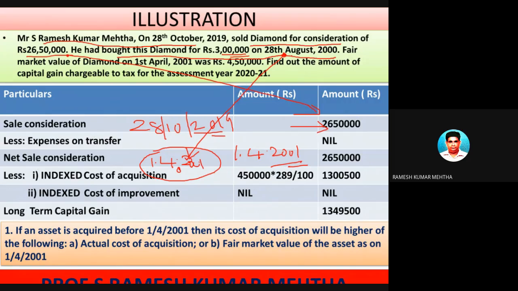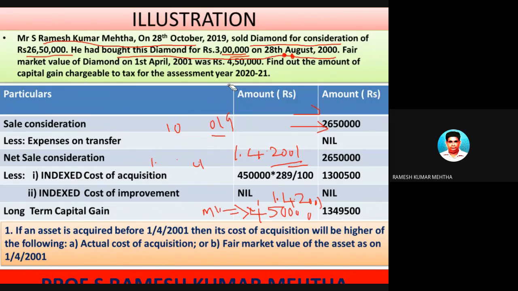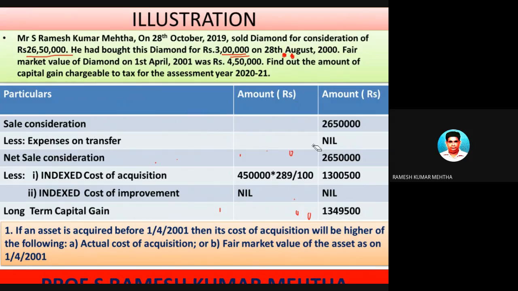So you have to take this figure or fair market value. Now the fair market value is given as 4.5 lakh rupees on 1/4/2001. So this 3 lakh rupees or 4.5 lakh rupees, whichever is higher, that is the cost of acquisition. So the cost of acquisition is 4.5 lakhs.